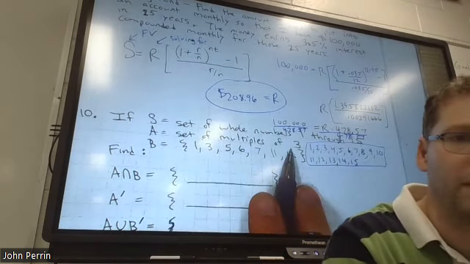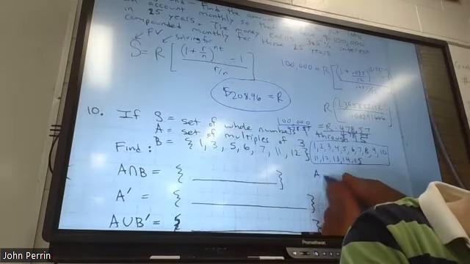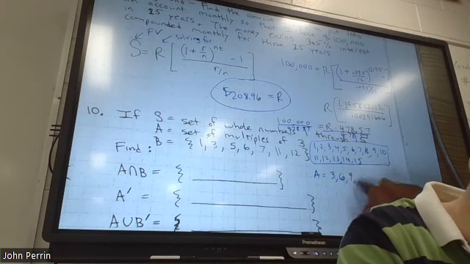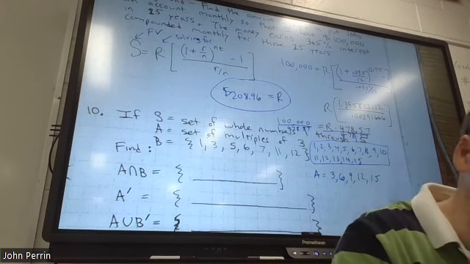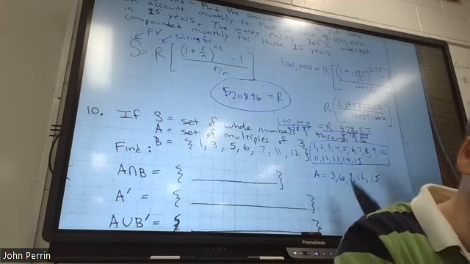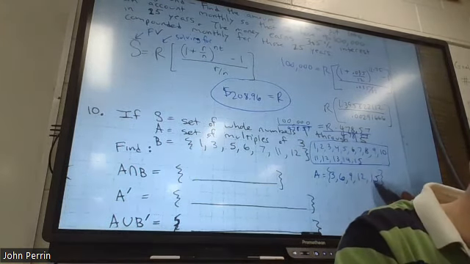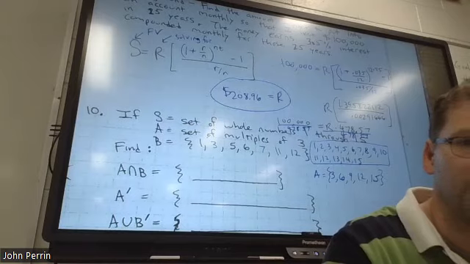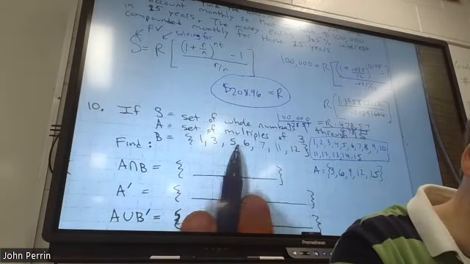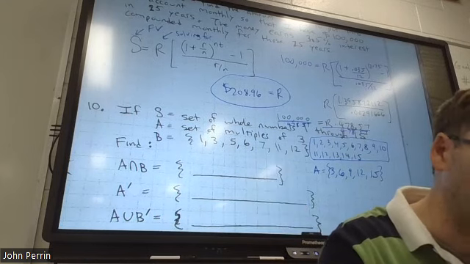A is the multiples of 3. Should probably write that down. A is, let's see, 3 times 1, 3 times 2, 3 times 3, 3 times 4, 3 times 5, or up to 15. I'm not going to do 3 times 6. That's going to take me past 15, which was past the numbers in our set. And B are the numbers 1, 3, 5, 6, 7, 11, and 12.